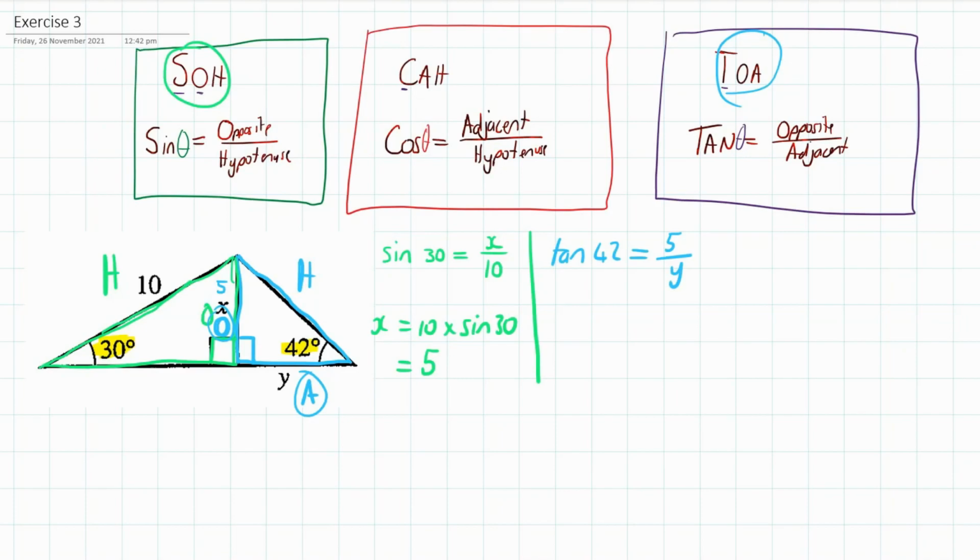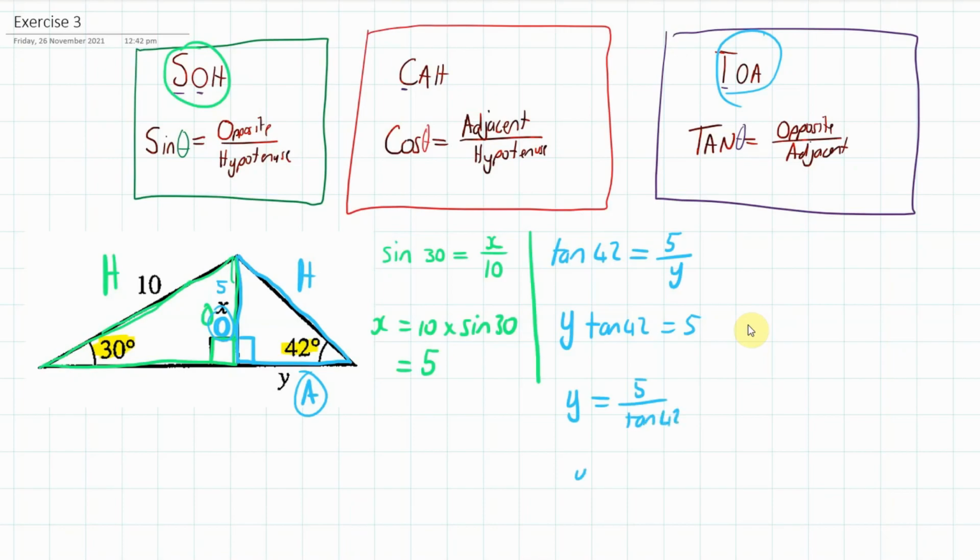Now, we did these kinds yesterday. How do we get the y by itself? We're going to multiply both sides by y. So we will get y tan 42 equals 5. And I want to get that y by itself. So how do I get rid of that tan 42? I'm going to divide both sides by tan 42. So I should get this.